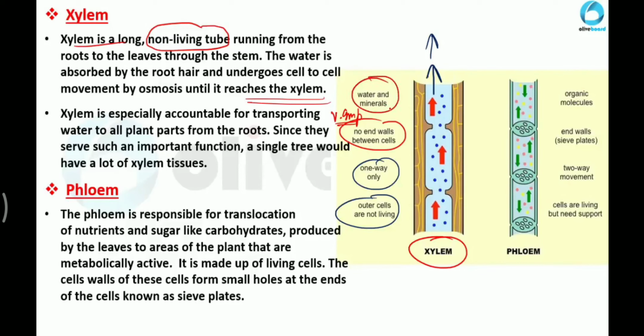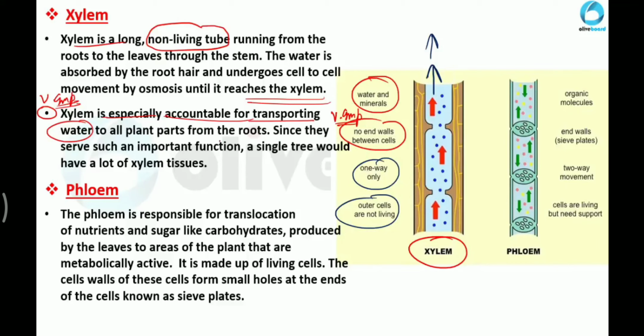Water and minerals are transported by xylem. No end walls between cells, one way only, and outer cells are not living. So xylem is especially accountable for transporting water to all plant parts, and this is the point from where you will get a question. Xylem helps in what? In transportation of water to all plant parts from the roots.